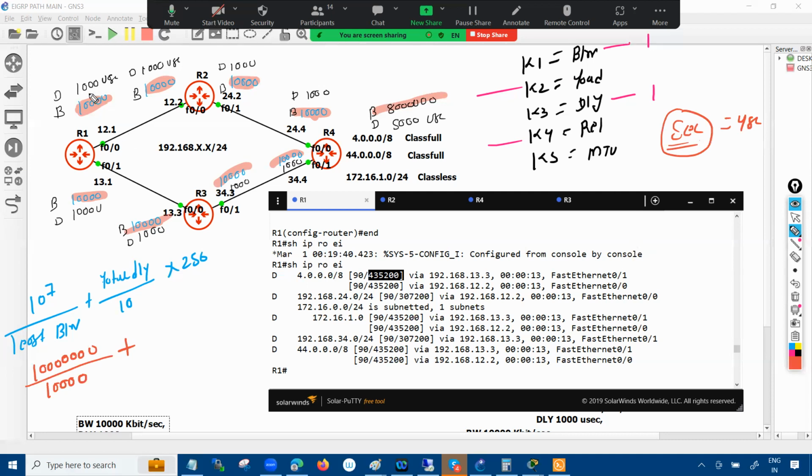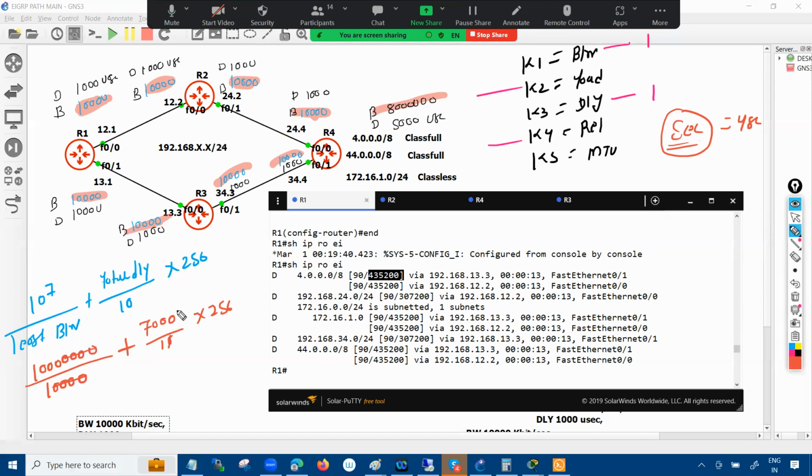So the total delay is what? If you see the delay, 1000 microseconds for this subnet, and for this subnet we have 1000 as well. 1000 plus 1000 plus 5000, so in total we have a 7000 delay right now. Divided by 10, into 256. If you divide all these values, how much will you get? You will get only 4, not 5. 1, 2, 3, 4.